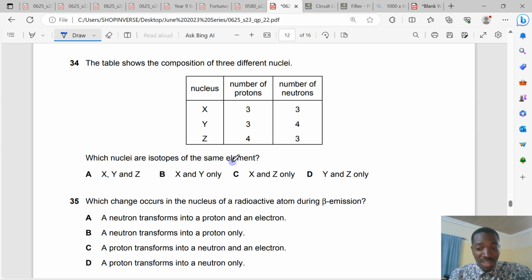For us to have the same element, they must have the same atomic number, right? Atomic number is the number of protons. So just find which ones have the same number of protons. X and Y, they are the ones that have the same number of protons.